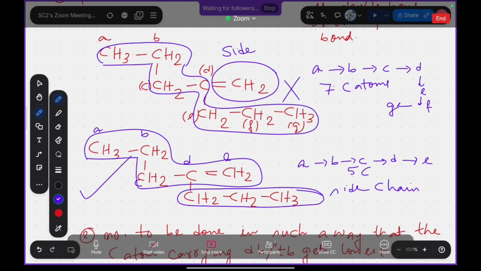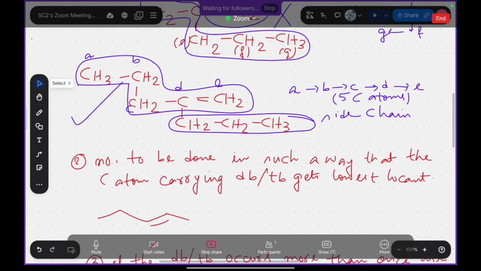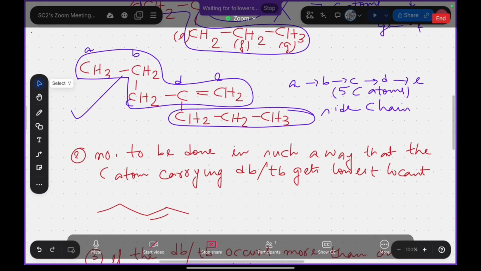This one is correct. It has fewer carbon atoms in it, but still this one is the correct parent chain, not the previous one, because the double bond is outside the parent chain. The next step, after the selection of the parent chain, is to number the chain. You have to give locants, you have to assign numbers to the parent chain.